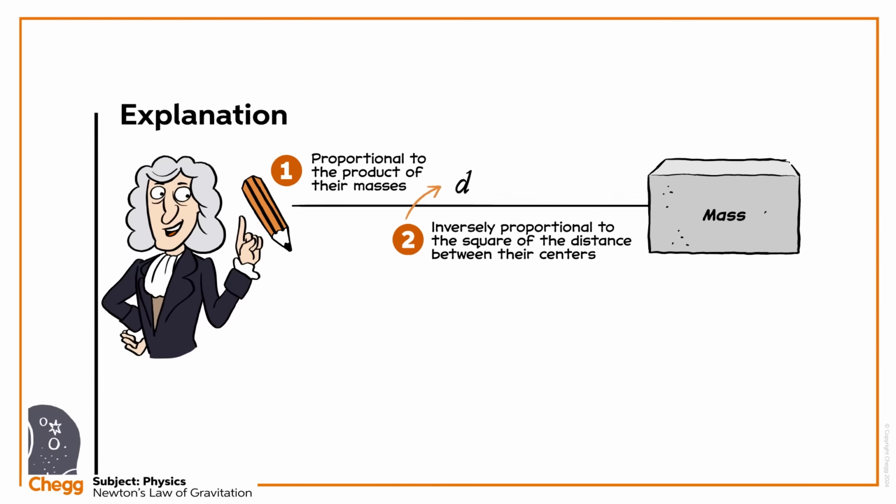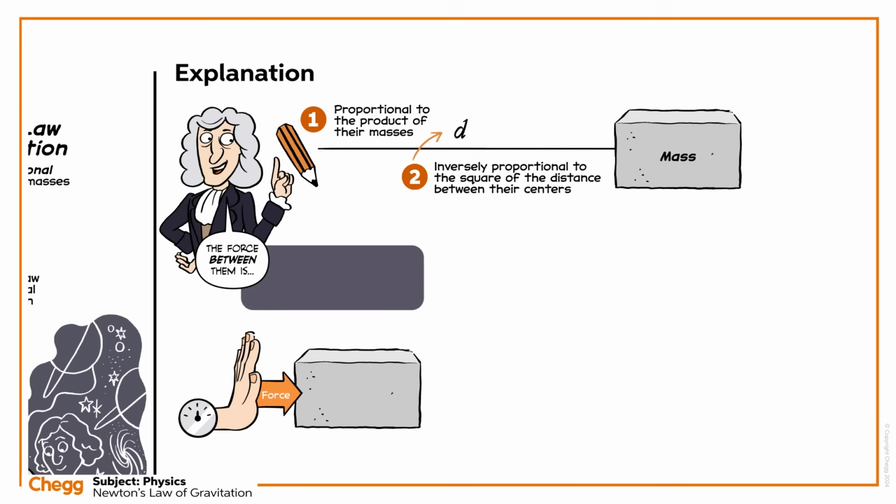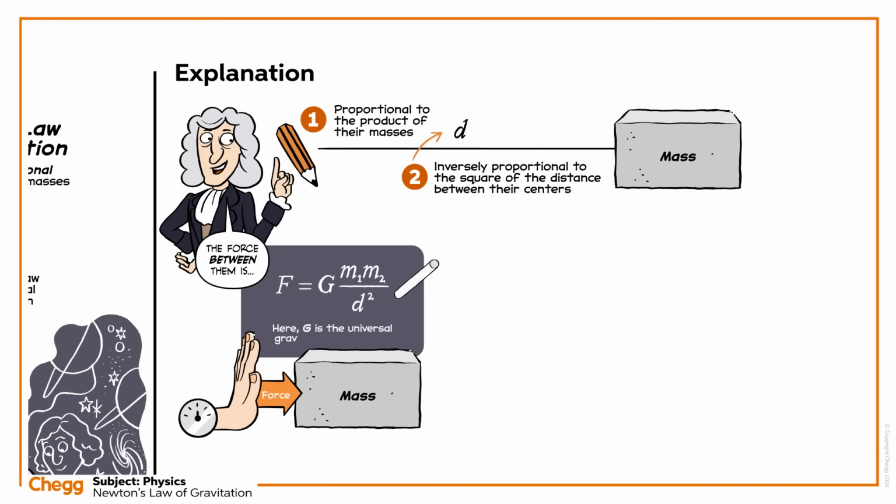To put a value on the strengths of the force between any two objects, we can use this equation. F equals G times the product of m1 and m2 over d squared. m1 and m2 are the masses of the two objects, and d is the distance between their centres. The big G is the universal gravitational constant, which equals 6.67 times 10 to the minus 11 cubic meters per kilogram second squared. As with any force, the unit of gravitational force is newtons, commonly represented by a capital N.